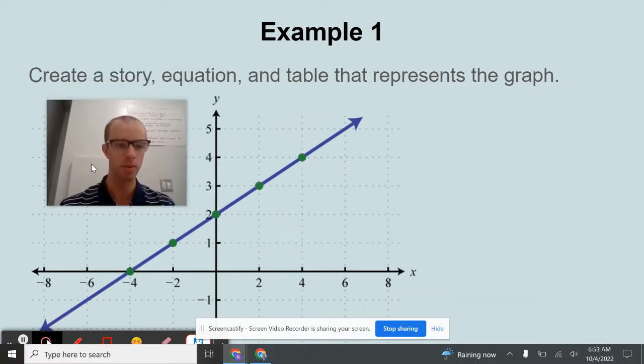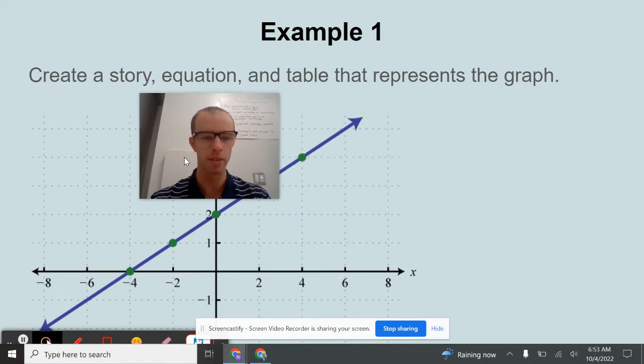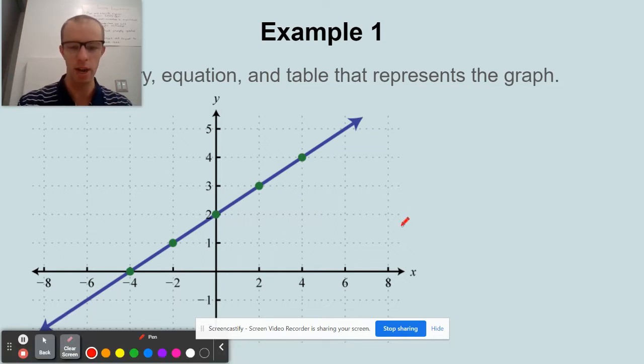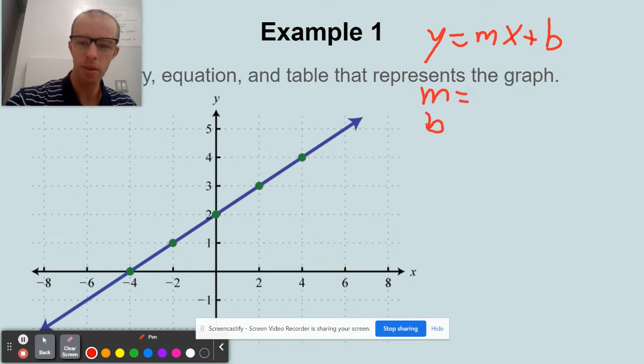I do think this might be a little bit of a longer video, but our goal here is to create a story, equation, and table that represents this graph here. Here I have a linear graph. I know it's a linear function because it goes in a straight line. And so anytime I have a linear function, I know I'm using the equation y equals mx plus b, where x and y are variables, and I need to find m and b. So let's do that here. m equals, b equals.